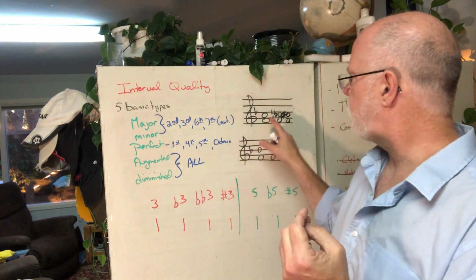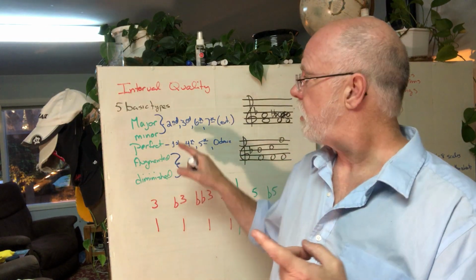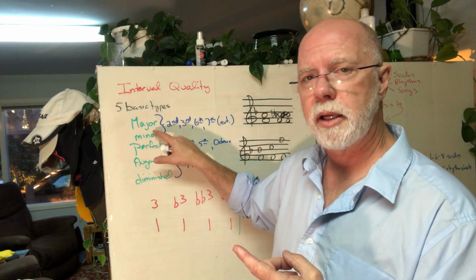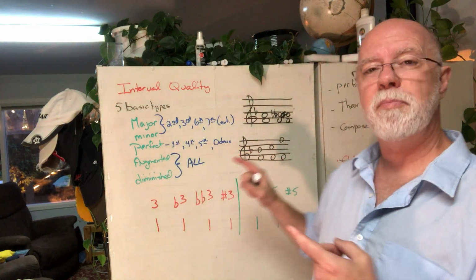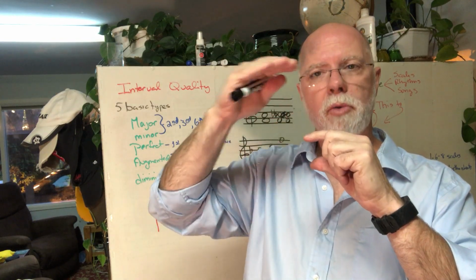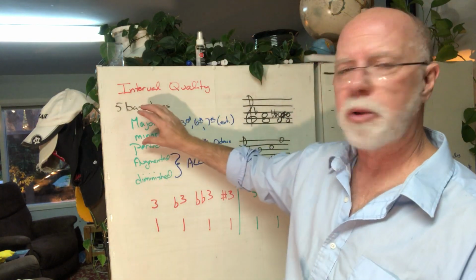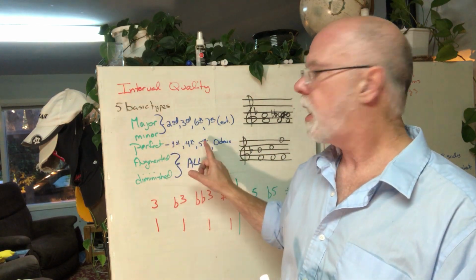Now, if I take this B flat and I lower it a half step to B double flat, okay, then it doesn't go to minor. It actually goes from perfect to diminished. Then F to B natural goes from perfect to augmented. So perfect takes the place of the major and minor combined together. Okay, so that's the fourth and the fifth.